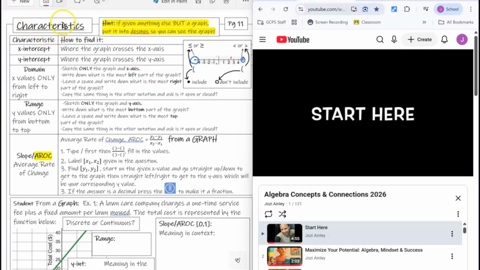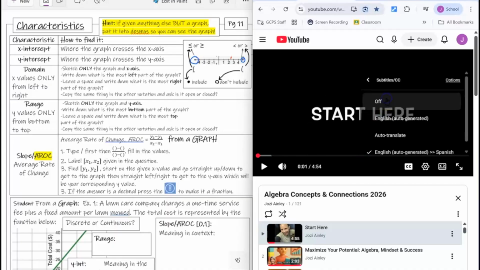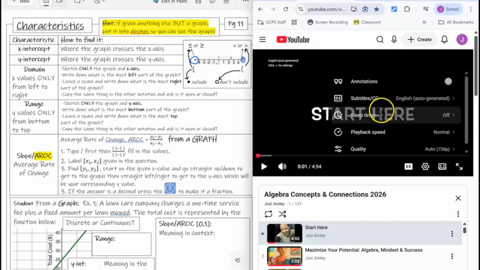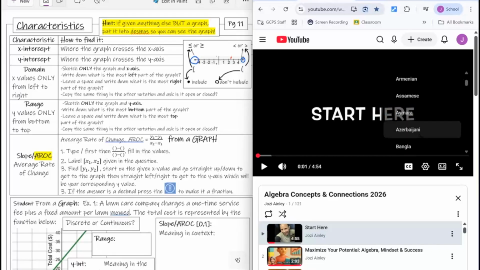We're going to take a look at characteristics, but before we begin, I want to show you two things on other videos. If you click settings and you need to change the language of the captions, you're going to go to settings, then English auto-generated, then go down to auto translate, and then pick the language that you would like the translation to be.